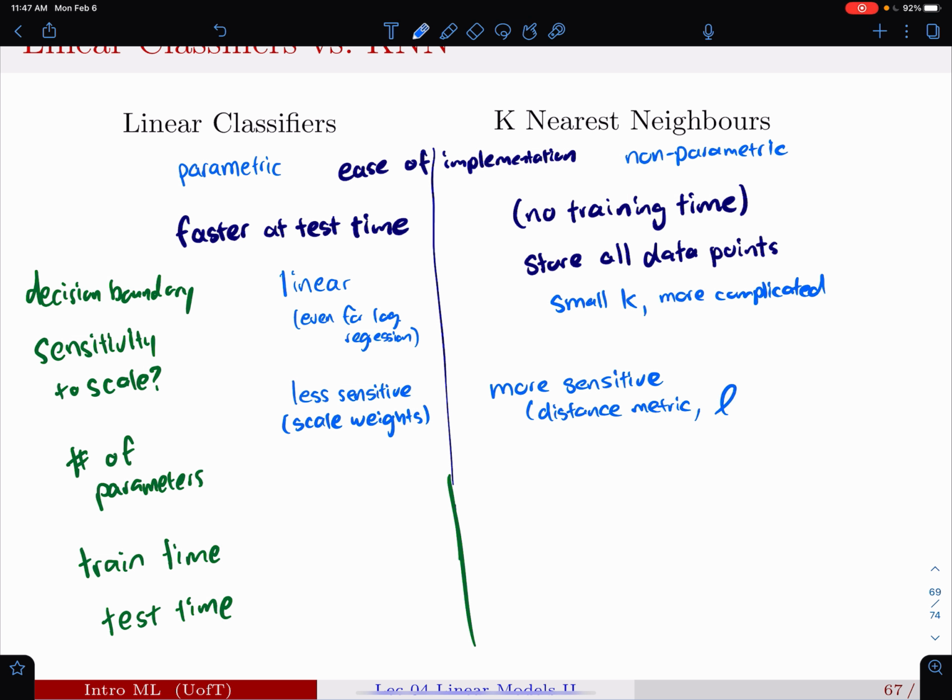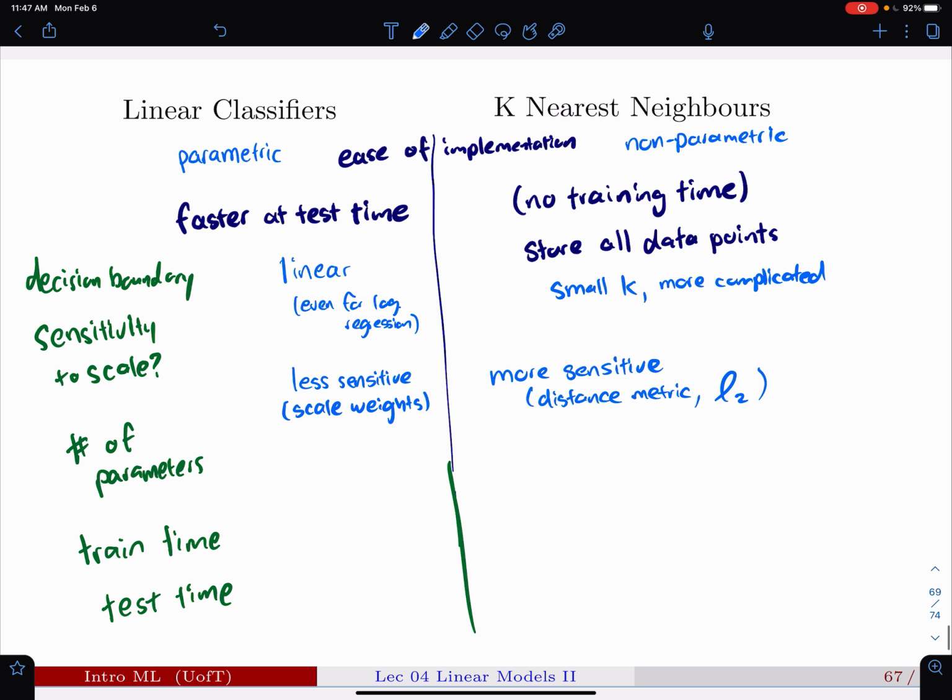We usually take this to be the L2 distance between points. That's how we measure what the closest neighbors are. And that's really sensitive to the scaling. So that's why I usually normalize before you do k-nearest neighbors, because unless you have reason to believe one feature matters a lot more than other ones, you want to normalize.